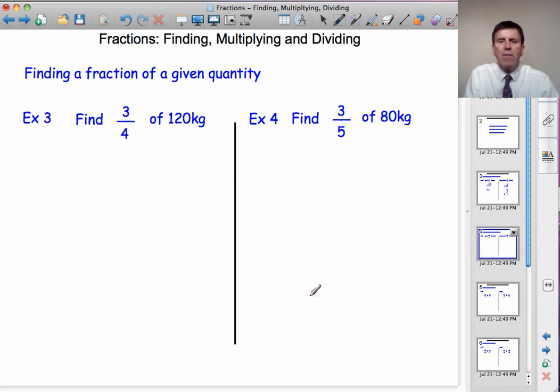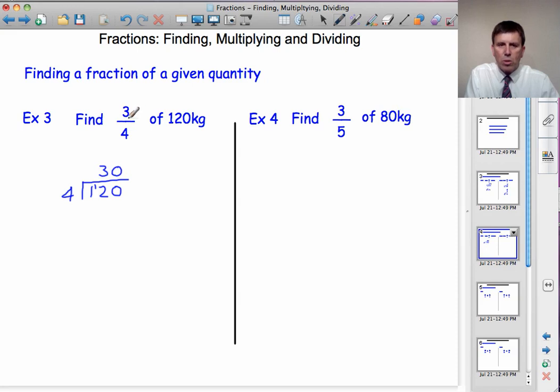Example 3. Find 3/4 of 120 kilograms. Well, to find 1/4, I simply divide by 4. 4 doesn't go into 1, carry the 1. 4 goes into 12 exactly 3 times, and 4 goes into 0 0 times. So 1/4 of 120 kilograms would be 30 kilograms.